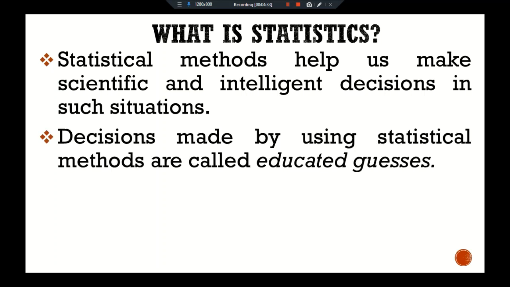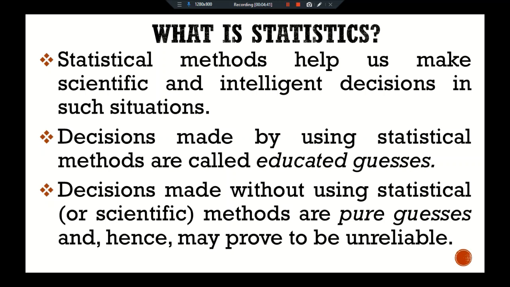Decisions made by using statistical methods are called educated guesses, while decisions made without using statistical methods are pure guesses and hence may prove to be unreliable. For example, opening a large store in an area with or without assessing the need for it may affect its success.